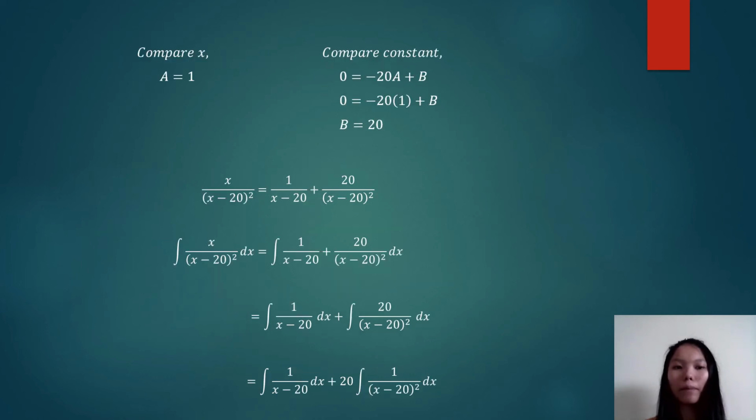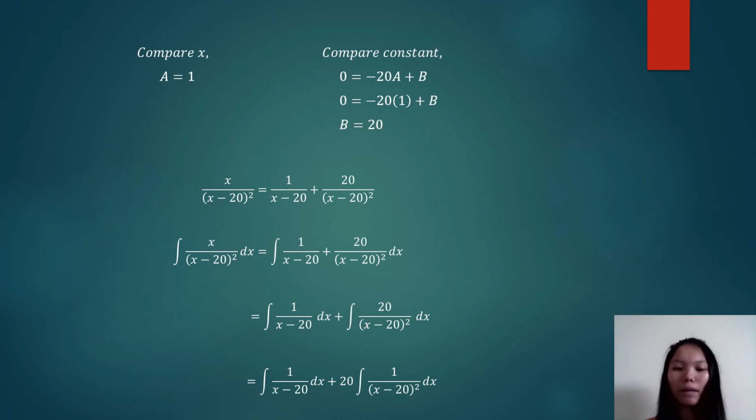And now we compare the coefficients. First, we compare the coefficient of x, which gives A equals 1, and compare the constant, we get B equals 20 by substituting A equals 1. And then we replace the values of A and B, and we get x over (x minus 20) squared equals 1 over (x minus 20) plus 20 over (x minus 20) squared.